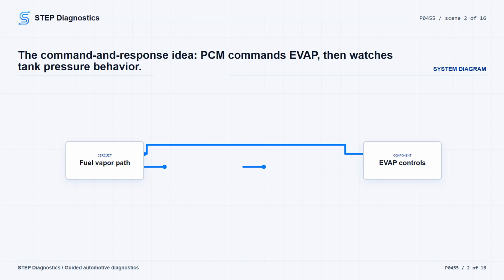Think of this as a command and response EVAP diagnosis. Seal the system, command the valves, watch the fuel tank pressure signal, then prove whether the system can hold pressure.